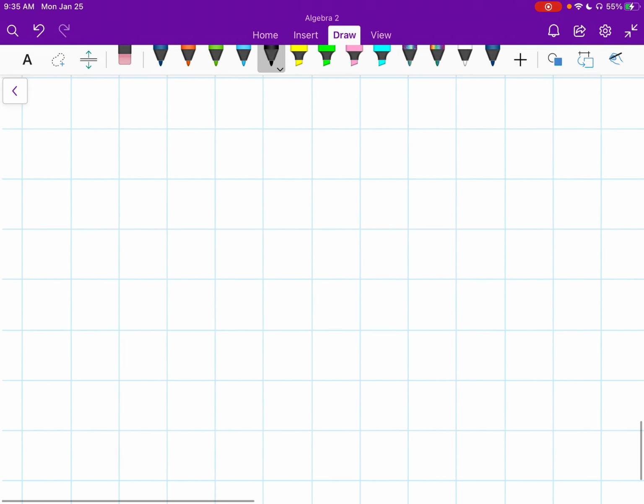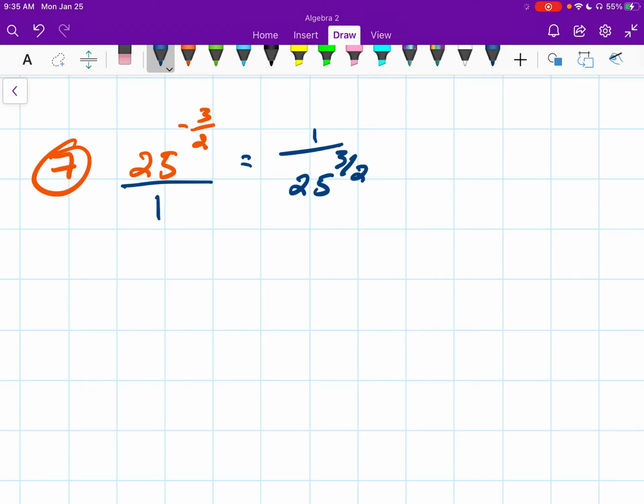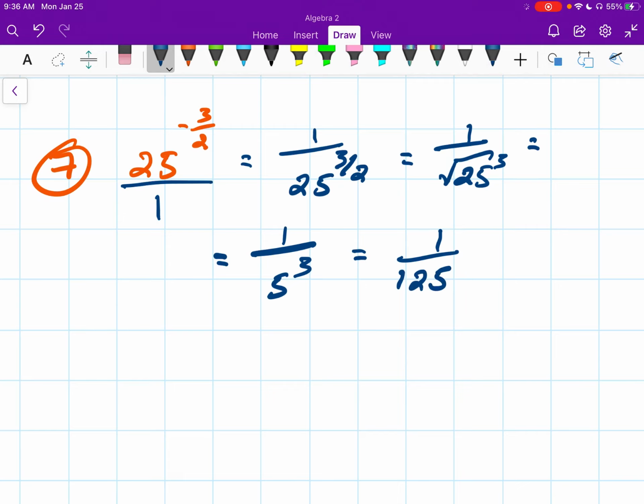So moving on, let's do example number 7. We're going to say we have 25 to the negative 3/2. Well, for starters, I want to make the exponent happy, right? It's negative, so it's uncomfortable. This is the same thing as 25 over 1, right? So I'm going to flip it over the fraction bar. So I have 1 over 25 to the 3/2. The exponent is now positive. So this is the same thing as 1 over the square root of 25 cubed, which is 1 over 5 cubed, which is 1 over 125.